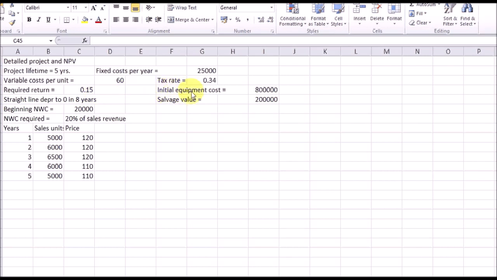You buy the equipment for 800,000. It's depreciated to zero in 8 years in a straight line. And salvage value: you sell this equipment after the project finishes in 5 years for 200,000. You also need net working capital of, let's say, $20,000 to start. And once your business is ongoing, let's say the net working capital requirement is going to be 20% of sales revenue. And the sales units and price, let's say, change during the lifetime of the project, as shown over here on this table. So to calculate NPV, I will need the cash flow from assets over here.